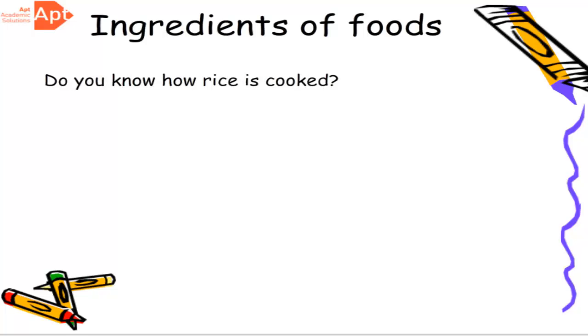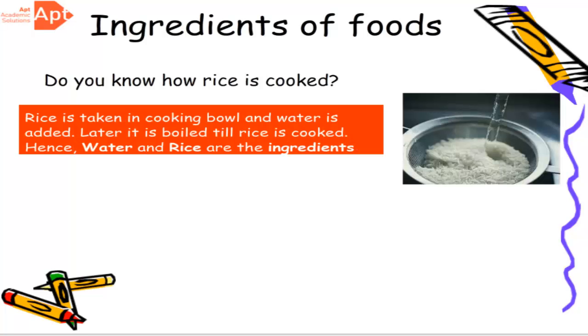Now, talking about the ingredients of food that are required to prepare all these that we have just discussed, how do we understand what are ingredients? Let's take an example here. Let's see how rice is cooked first. We take a cooking bowl, or you can take a pressure cooker, and put some water and rice into it after washing it. And then let it boil for some time, and when it is cooked, it is ready to eat.